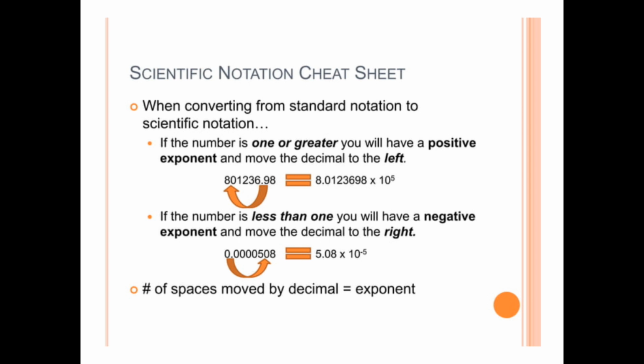Now let's move to the notation sheet. When converting standard notation to scientific notation, this is what you do. If the number is 1 or greater, you have a positive exponent and move the decimal to the left. Now check the information provided here. Immediately after that decimal, you are going to have 1, 2, 3, 4, 5 before 8.